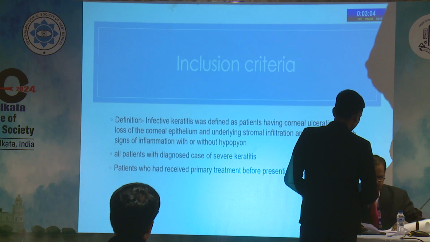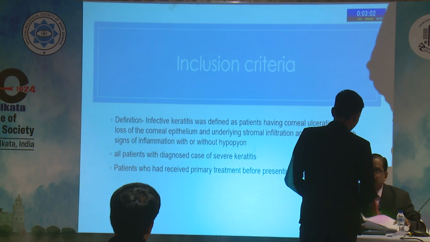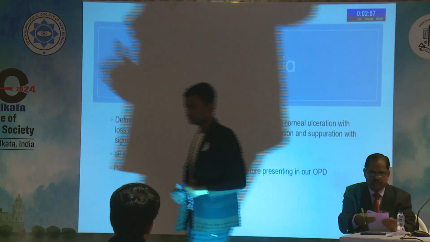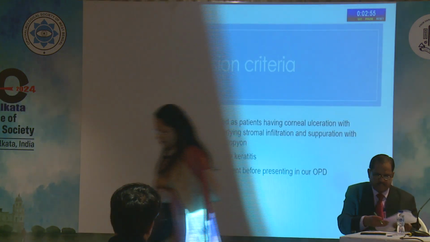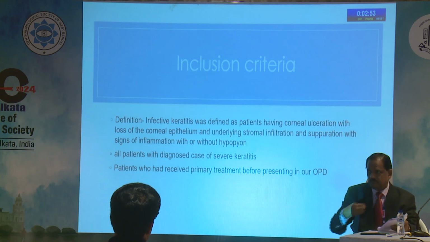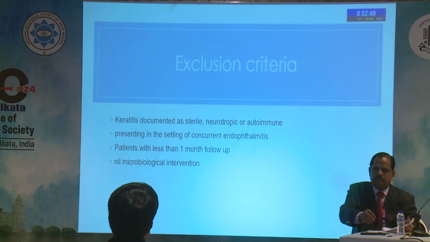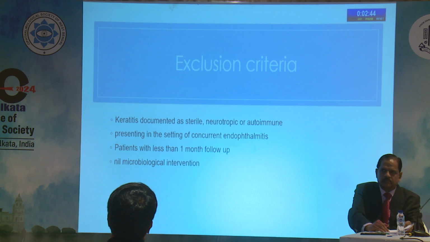We defined infective keratitis as patients having corneal ulcers with loss of corneal epithelium and underlying stromal infiltration and suppuration, with signs of inflammation, with or without hypopyon. All diagnosed cases of severe keratitis were taken from the OPD. We excluded keratitis of sterile, neurotropic or autoimmune nature, and patients who could not come for follow-ups, or had concurrent endophthalmitis or no microbiological interventions.